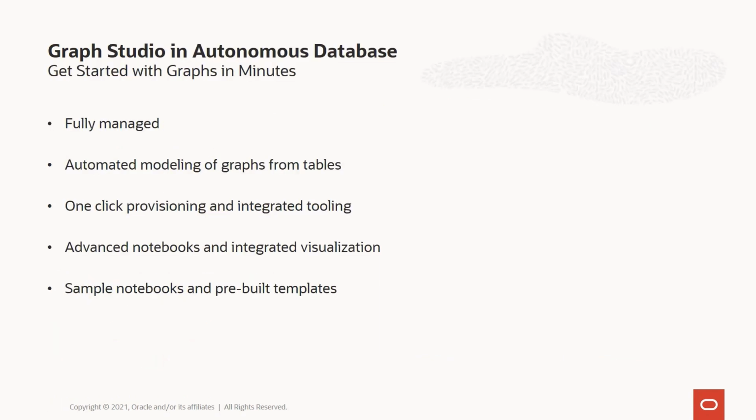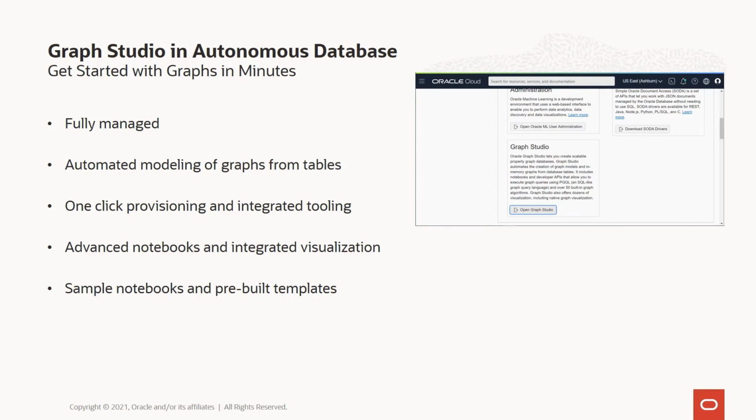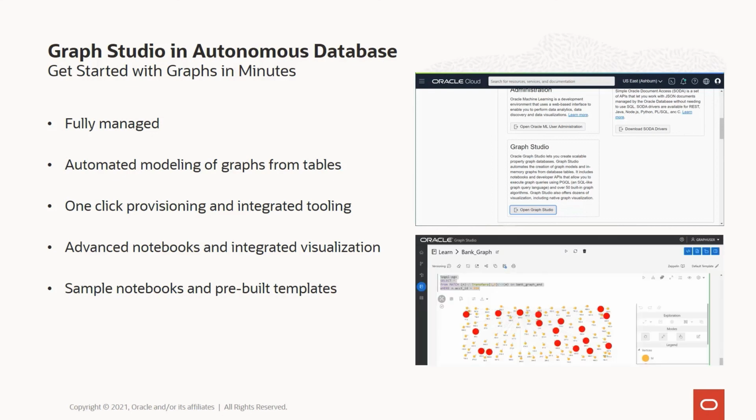And the Graph Studio feature of Autonomous Database is fully managed, and it automates many of the graph creation processes. For example, you can say that these are the tables I want to use in a graph, and then it'll create the graph for you, and you'll see an example of that in the lab. And the Graph Studio can be invoked right from the Autonomous Database console, and you can get started in minutes to model your graph and do interesting analytics and queries on your graph.